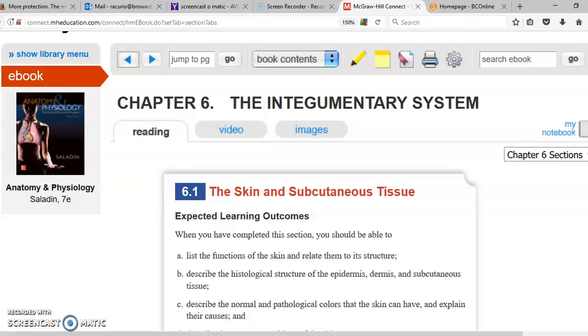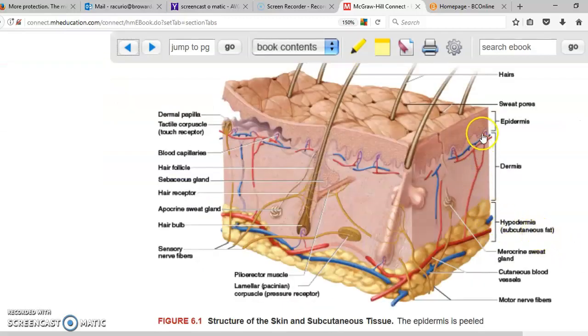The integumentary system is composed of organs. In this case, the organ is the skin. In this figure, you can see that the skin has 3 layers: epidermis, dermis, and hypodermis. So this is the organ, the skin.